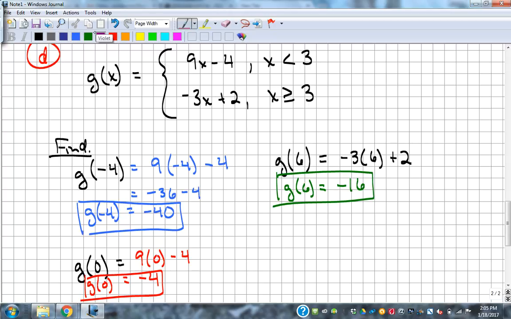One more, the hardest one. G of 3. Why? That's the piece. Because it's equal to, right? And the bottom one has the equal to mark. So that's where we're going to go. -3 times 3. So that'd be -9 plus 2, which would be -7.